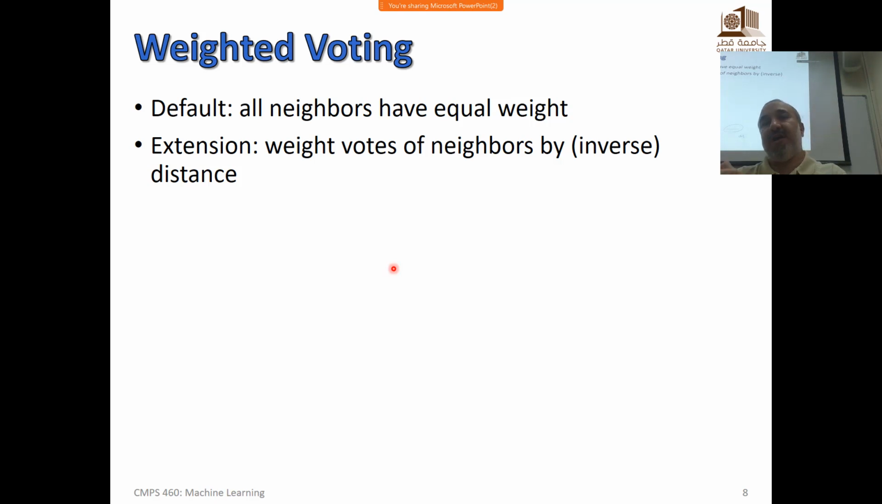Now, of course, the closer the point is to the test point, the higher the weight. So we should not use the distance directly. We should use the inverse of the distance, maybe 1 over the distance, as a weight. If the distance is really large, then the weight will be very small. If the distance is very small, then the weight will be large. So that's it. This is weighted voting.